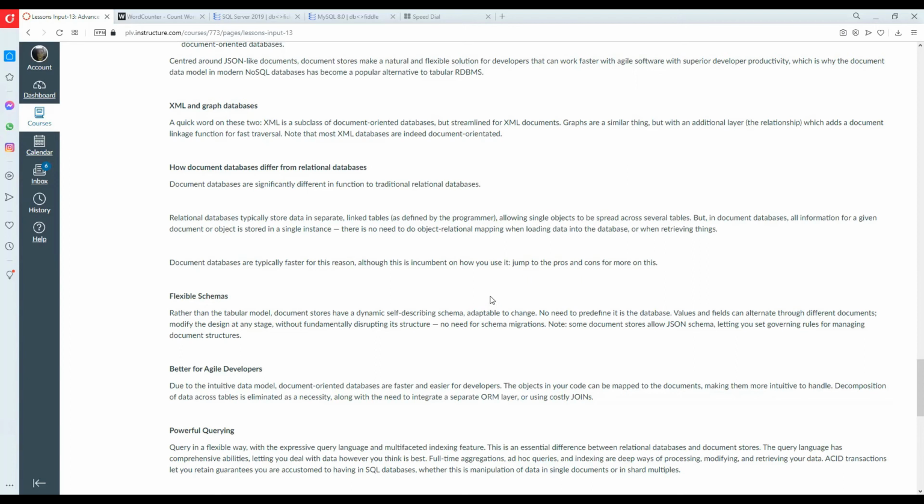How do document databases differ from relational? They are significantly different in function. Relational databases store data in separate linked tables defined by the programmer, allowing single objects to be spread across several tables. But in document databases, all information for a given document or object is stored in a single instance. There's no need to do object-relational mapping. Document databases are faster for this reason, although this is incumbent on how you use them.